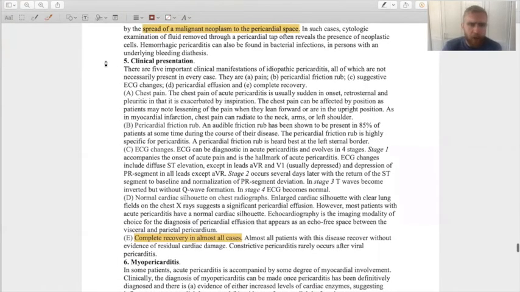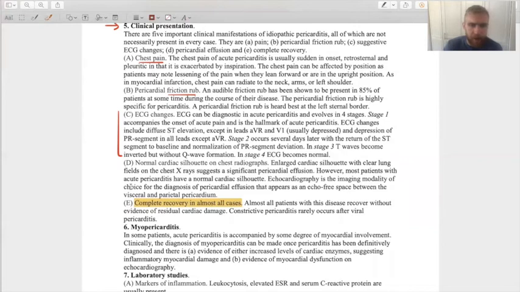So there's a section on clinical presentation. You're going to get a chest pain. Worse when you breathe in, worse when you sit up in bed. You get a friction rub. We know about that. There are some ECG changes, but you're not going to be asked to make a diagnosis on this test just based on the ECG alone.